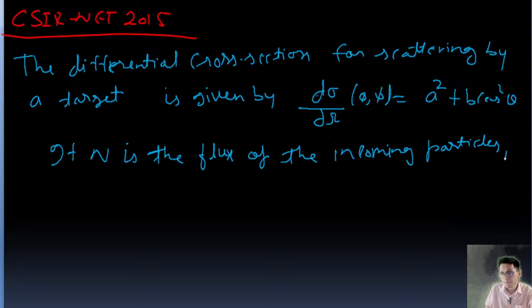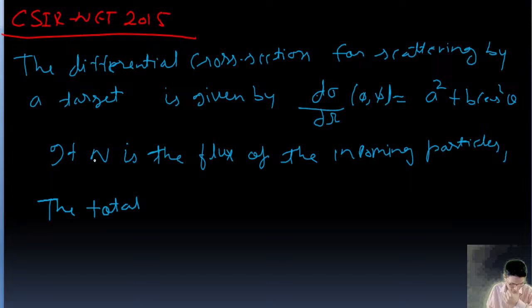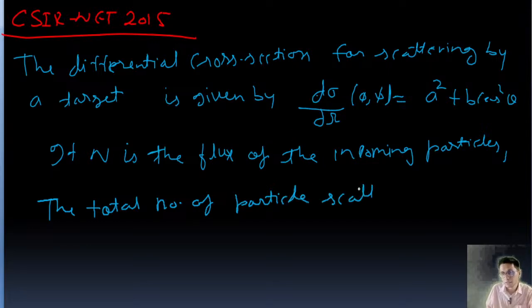The total number of particles scattered per unit time is. Okay, so this is the question.